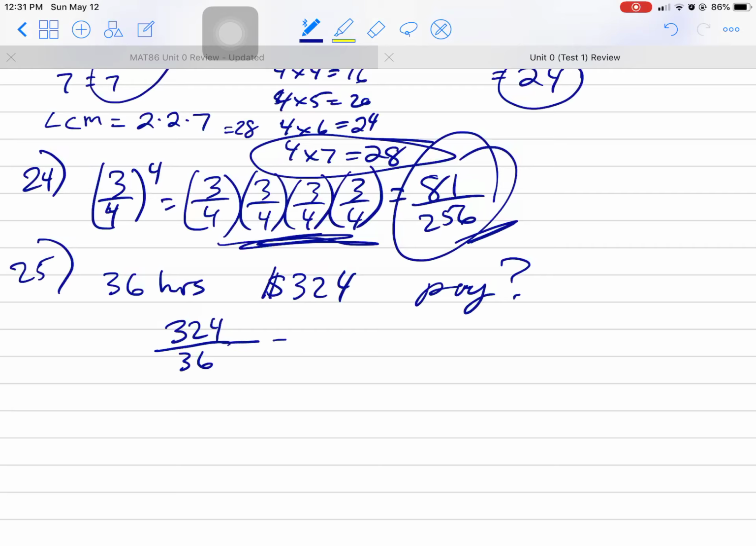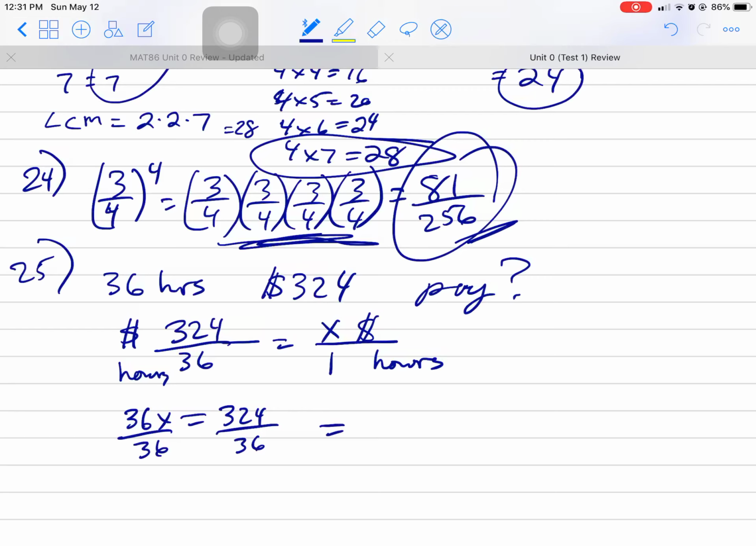If you're thinking proportion, I want to show you how that works. If this is dollars and this is hours, then this is dollars and this is hours. So if you get 324 for 36 hours, how many do you get for 1 hour? You can cross multiply and solve. That would be 324 equals 36x, divided by 36. That's where that comes from. But if you just give me this, that's the same thing. X equals $9 an hour.